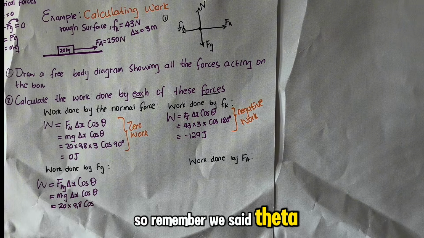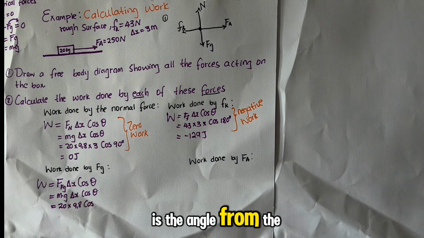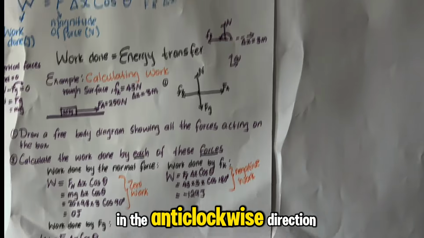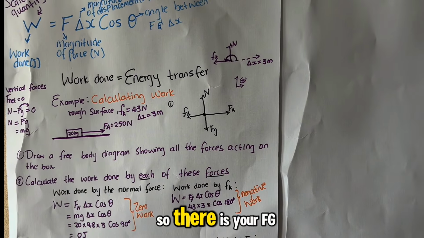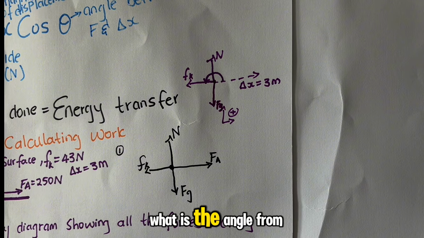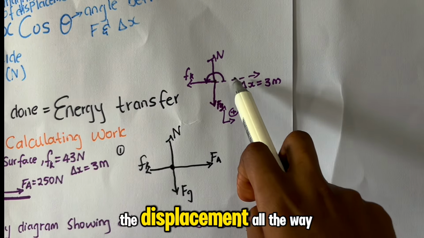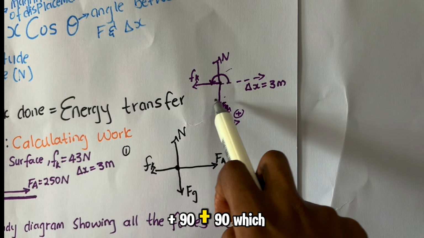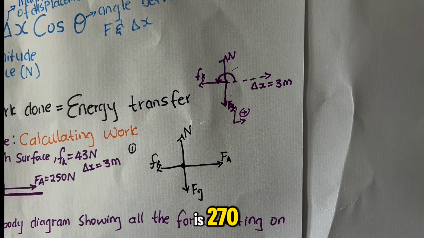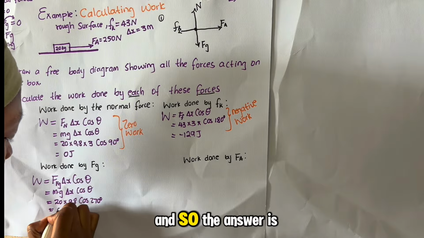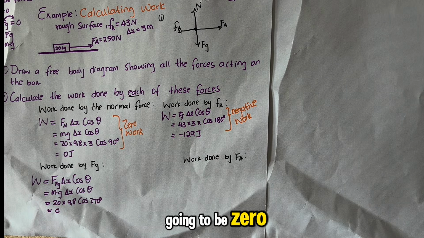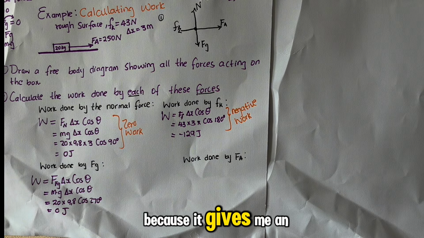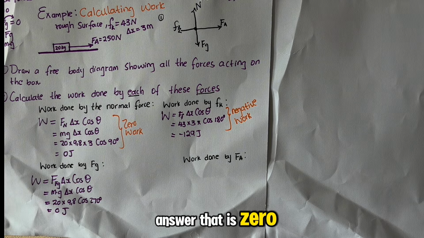So remember we said theta is the angle from the displacement all the way to the force in question in the anti-clockwise direction. So there is your Fg. What is the angle from the displacement all the way to your Fg? It's going to be 90 plus 90 plus 90, which is 270. And so the answer is going to be 0. This is also an example of 0 work because it gives me an answer that is 0.